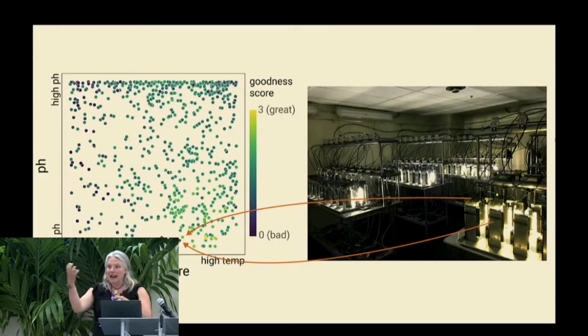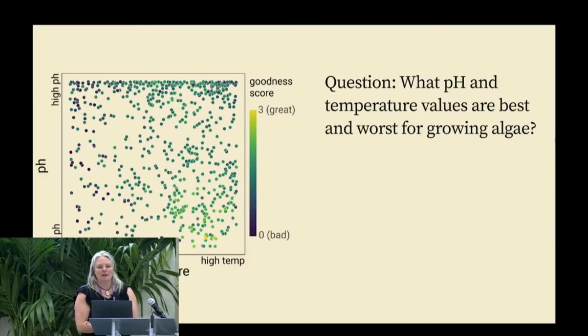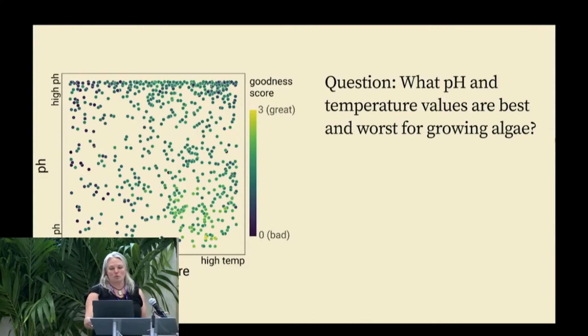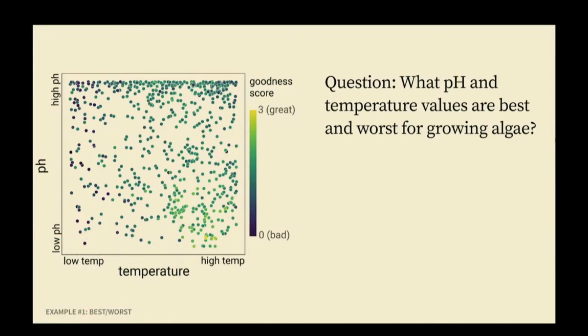And just to connect the experiment to the chart, each of these little boxes would have turned into one dot on their chart. Right now, we're just looking at 2 of those 17 parameters, pH and temperature. And the output is how well did the algae grow? Was it bad, purple? Was it great, yellow? And they wanted to know what are the best and worst conditions, pH and temperature, for growing algae. And they wanted to know for all 17, but let's just start with 2.